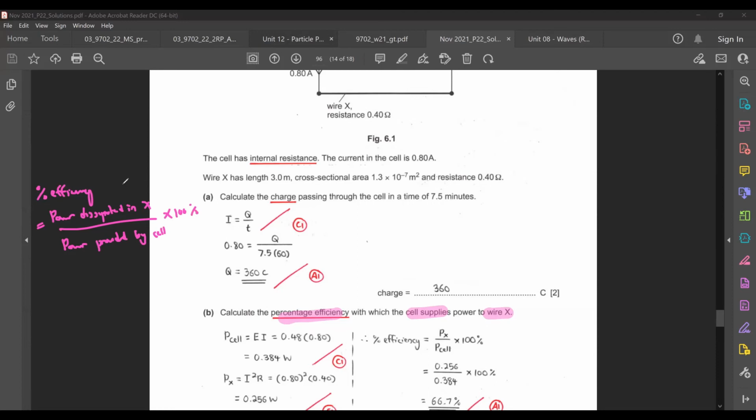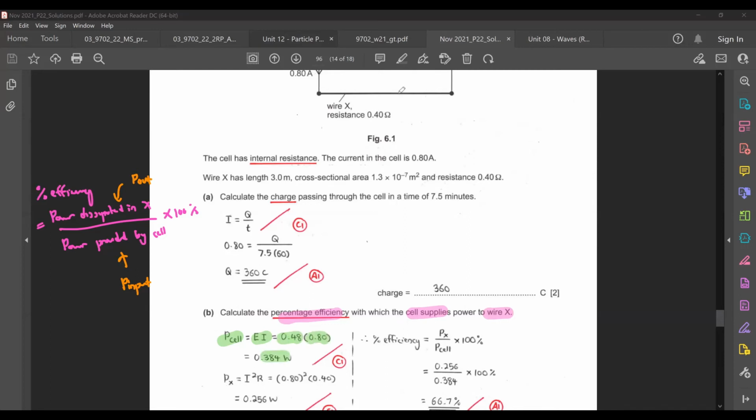This one you can think of as your output power. This one could be thought of as your input power. All right, so find out the power of your cell first. Power of cell is EI. This is pretty standard. Take your EMF, multiply with your current, 0.384.